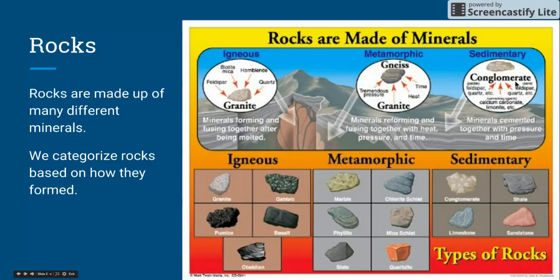And the last one is the sedimentary rock, where minerals are cemented together with pressure and time, and you end up with what looks like these striped rock areas where there are many different layers that were pushed together with this different type of pressure.